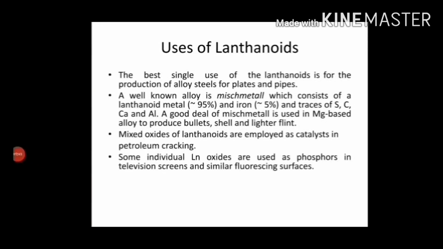Mixed oxides of lanthanoids are used as catalysts in petroleum cracking, and some of the lanthanoid oxides are used as phosphors in television screen and similar fluorescing surfaces.